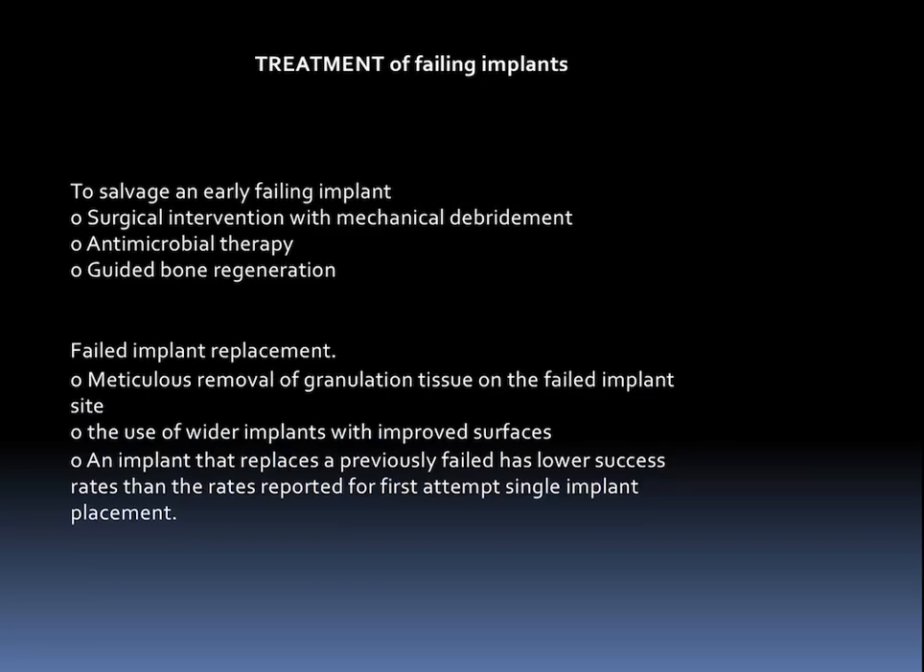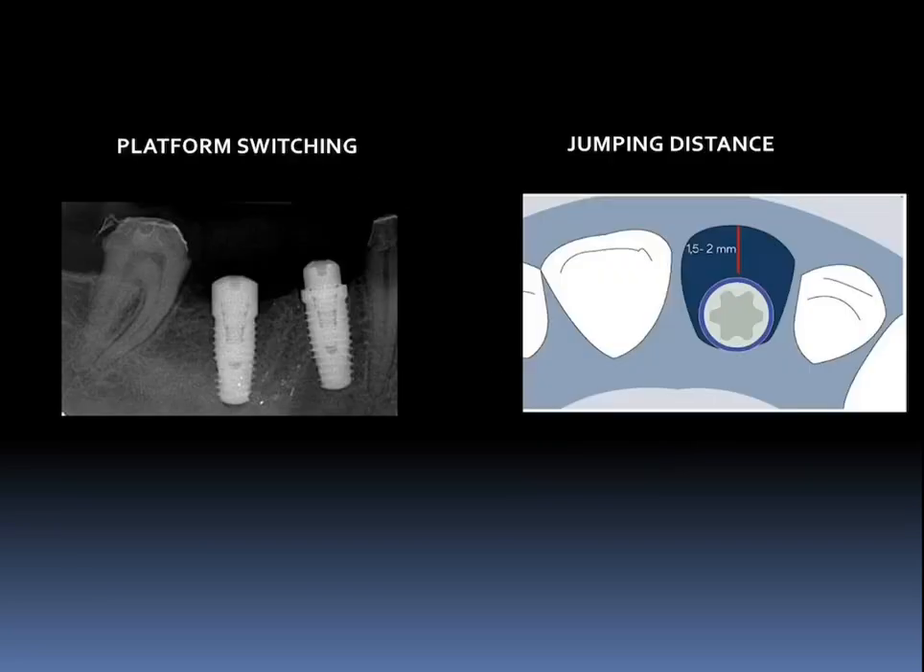The treatment of a failing implant can be surgical intervention with mechanical debridement and antimicrobial therapy, and if needed, we can go for guided bone regeneration. The failed implant should be replaced once it has been taken out. Bone grafting should be done. We should wait for the new bone to form in that area, and then the new placement of the implant should be done.